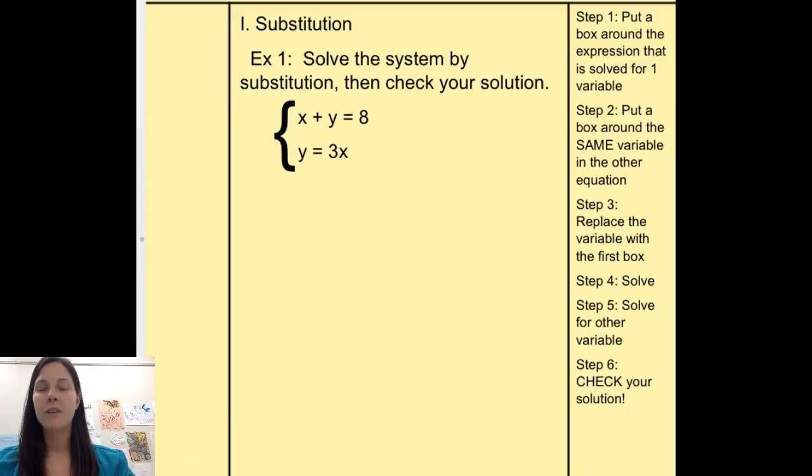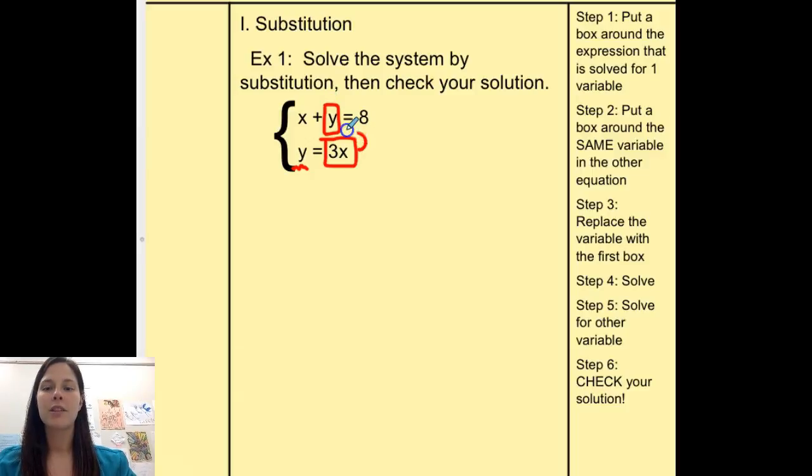In the right-hand column, I've got some steps for you to follow when solving by substitution. What you need to be careful of is that you don't mix up which variable you're replacing. So you start by finding the variable that's already alone. Y is already solved for in our second equation. We have y equals, put a box around that value that y is equal to. Then move up to the first equation. We know what y equals, so we're replacing y. So put a box around y in the first equation.